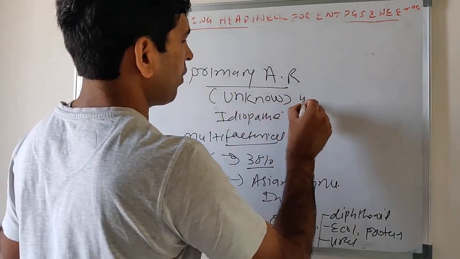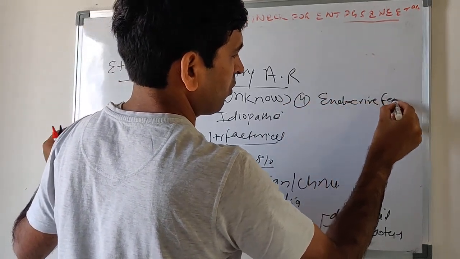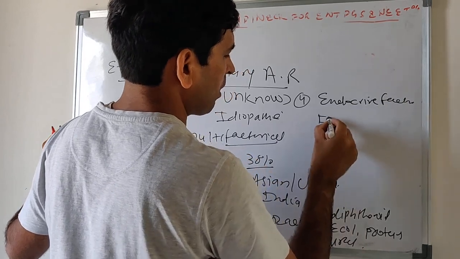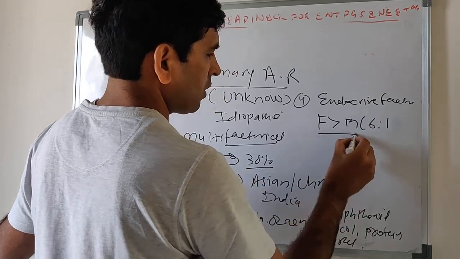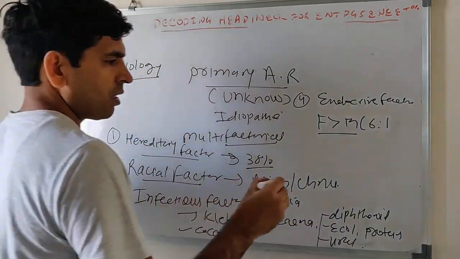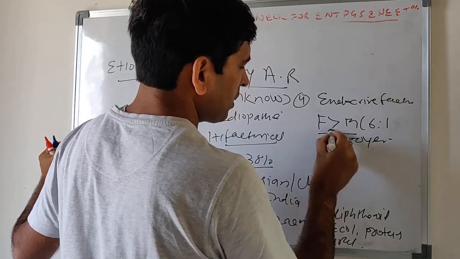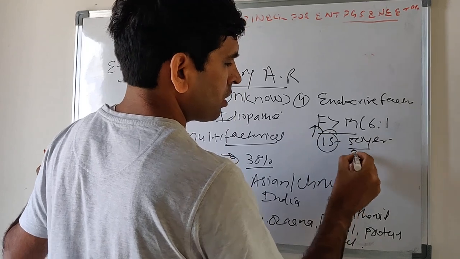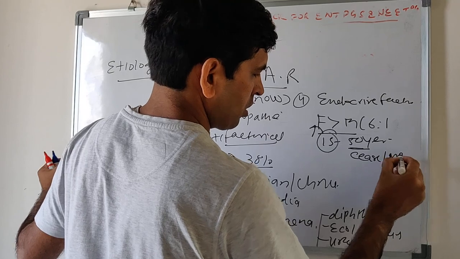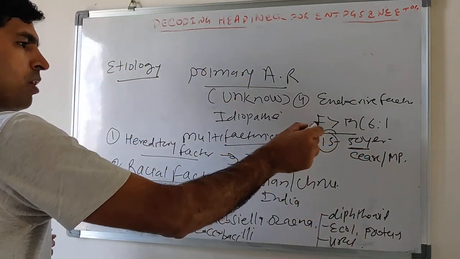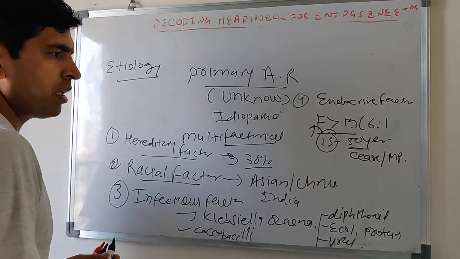There may be endocrine factors. This disease is 6 times more common in females than males, a 6:1 ratio. The age group is 15 to 50 years. Sometimes it starts at puberty in females and ceases at menopause. So it is more common in females, 6 times more than males, and common in 15 to 50 years of age.